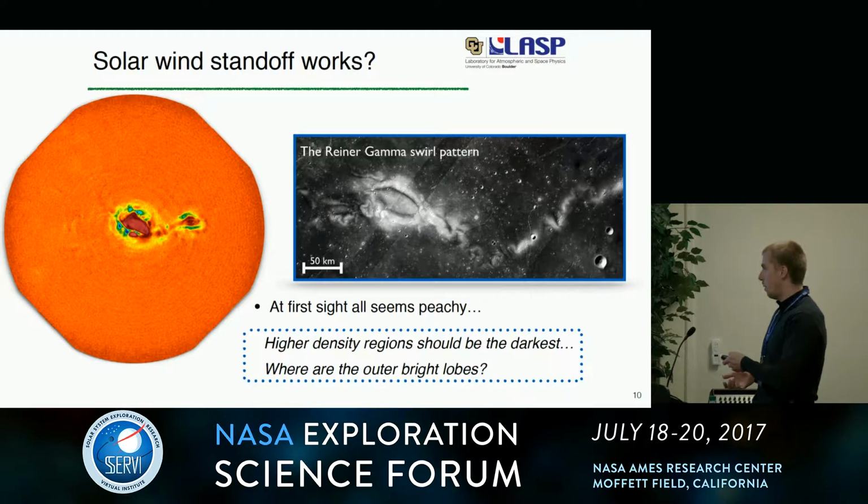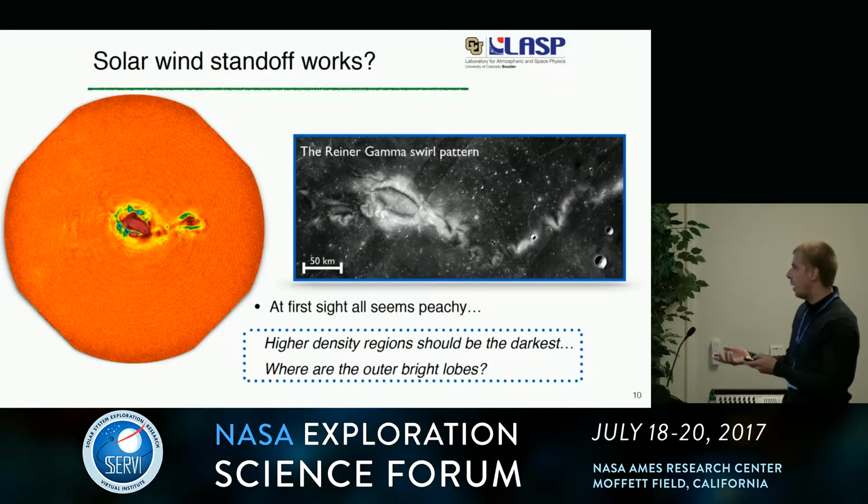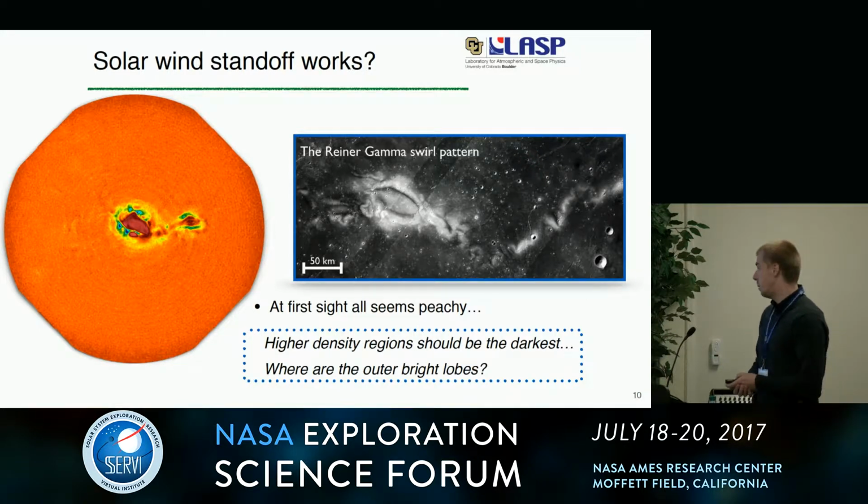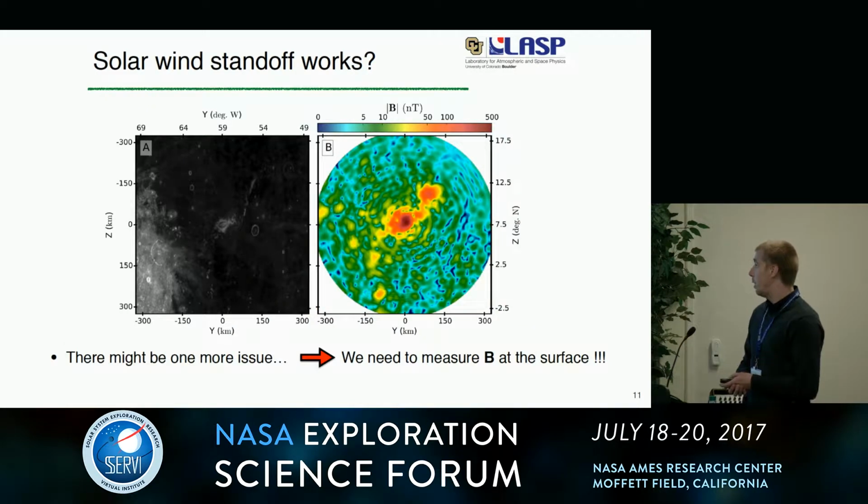And this seems to work for the inner bright lobes. Here, this dark red bit is most highly shielded. But since these outer bright lobes are even brighter, you would expect that also on the outside you will have shielding regions. And just looking at the solar wind density, they're not there. And then there's another problem, which I happily attribute to the accuracy of the magnetic field model: if you look at the actual size of things, you see that the actual Reiner Gamma is way, way smaller than the magnetic field structure itself. And I think this is actually a mathematical issue with the model.